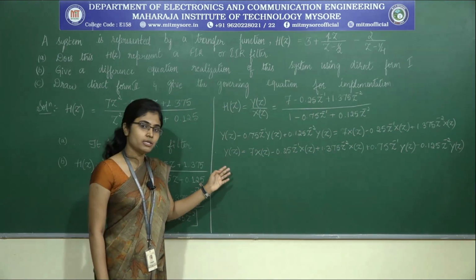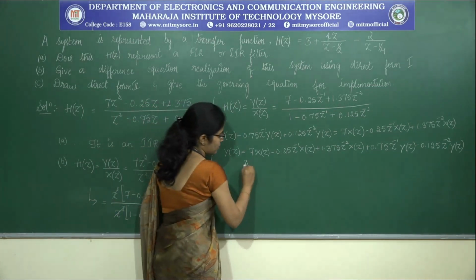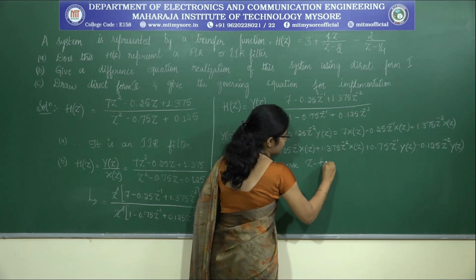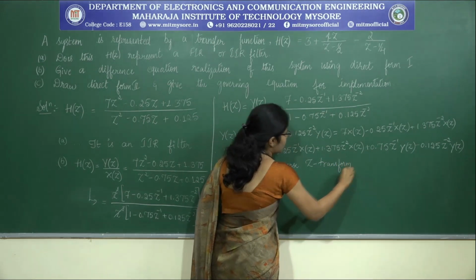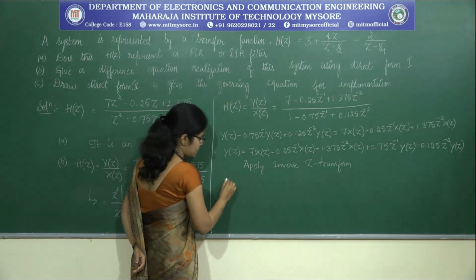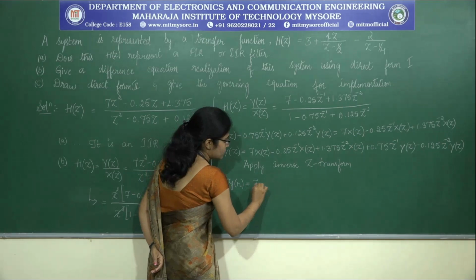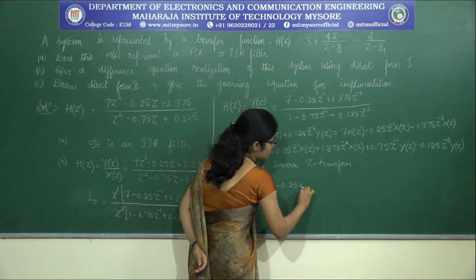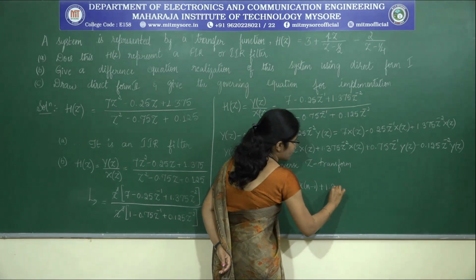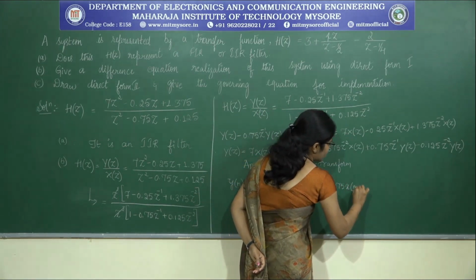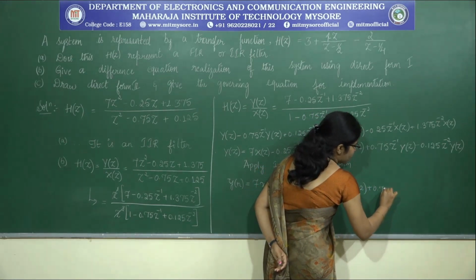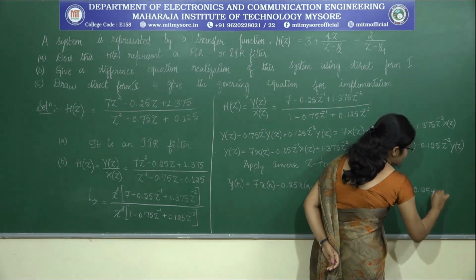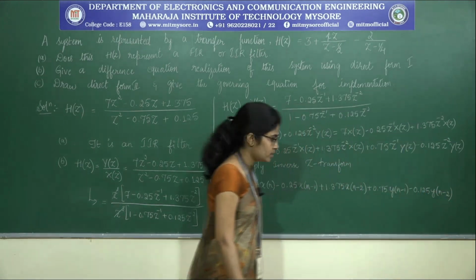Now, to this expression, let us start applying the inverse z transform. So, if I apply the inverse z transform to the above equation, I can rewrite the expression as y of n equal to 7 into x of n minus 0.25 into x of n minus 1 plus 1.375 into x of n minus 2 plus 0.75 into y of n minus 1 minus 0.125 into y of n minus 2. Now, I got the expression for y of n.